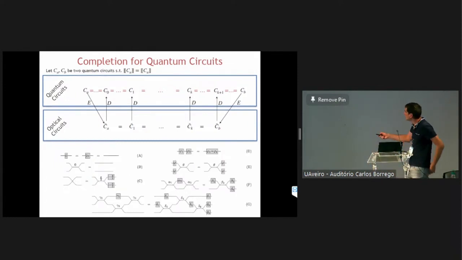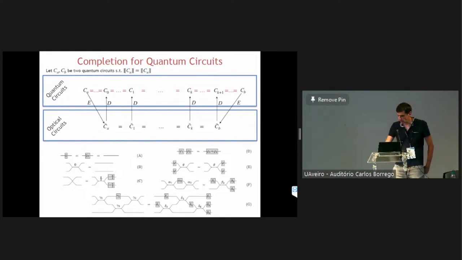Okay, so here is just about the triangle here. Now, if I look at the rest of the proof, each step here in the optical part is the application of one of these rules. And for each of these applications, I should be able to simulate it on the quantum circuit side.